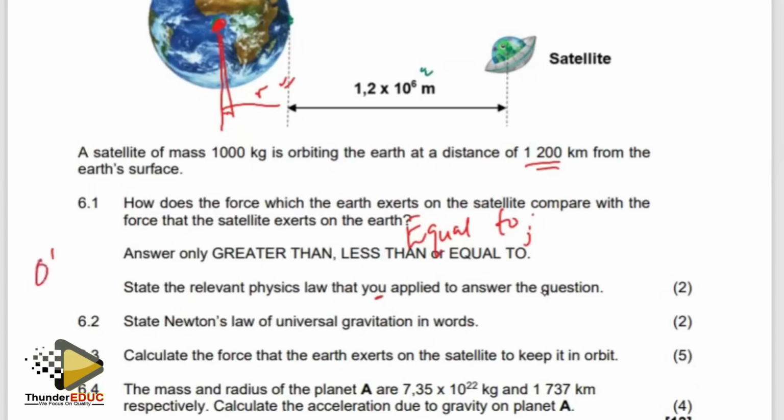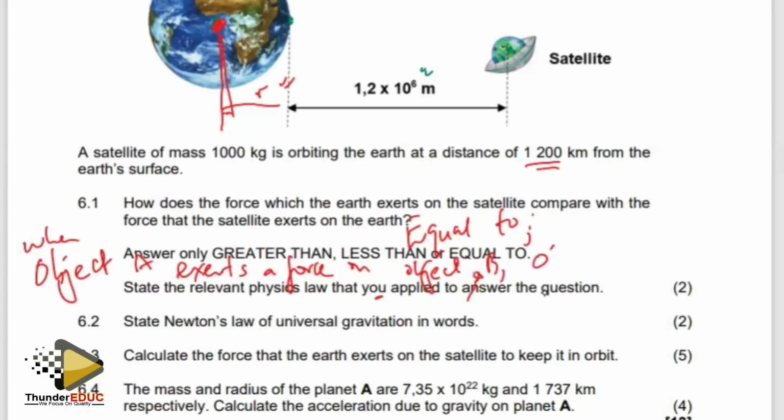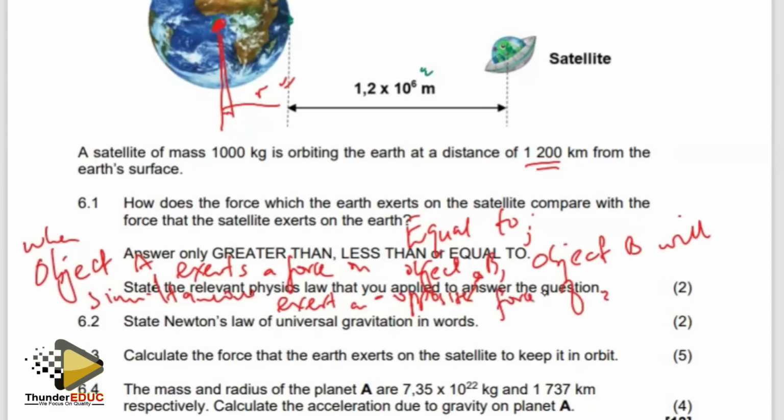So we're saying that when object A exerts a force on object B, object B will simultaneously also exert an opposite force of equal magnitude.